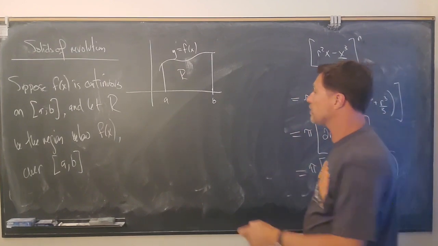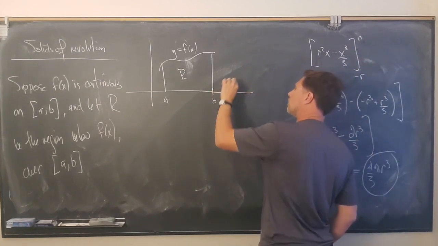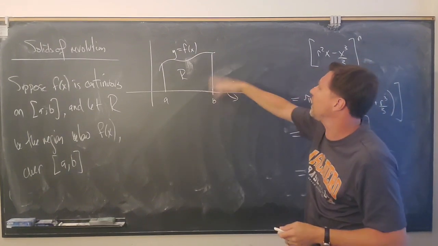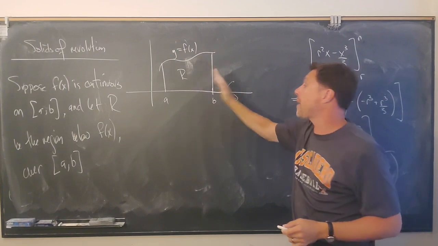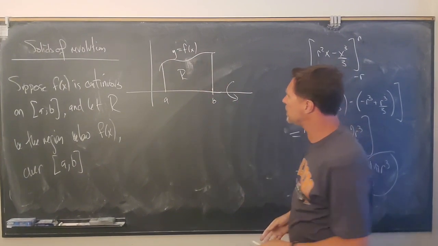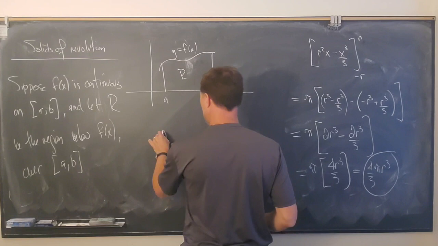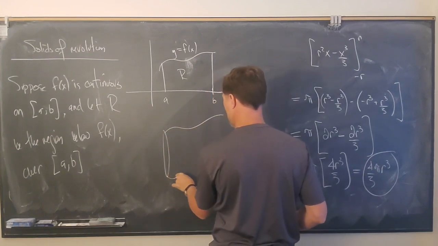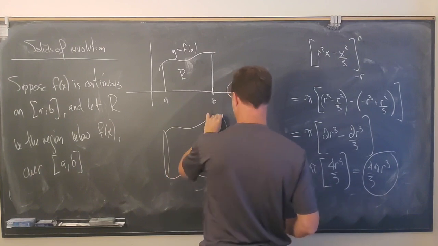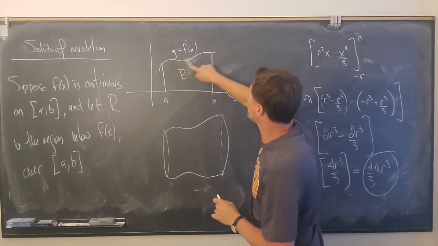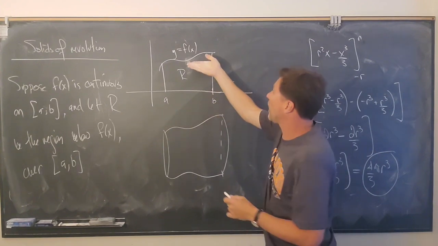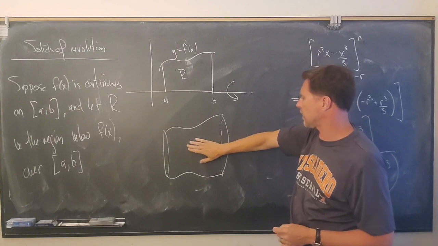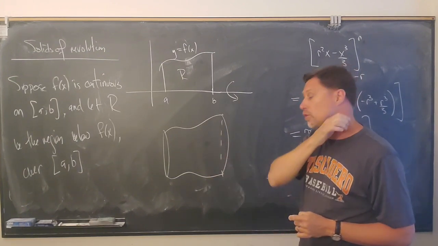Now, what I want to do with this region, imagine that somehow you could twist, I want to spin, I want to revolve this region R about the x-axis. And if you did that, here's what you'd get. You'd get a shape like that, where this shape right here is the same as that one. So as this region carves out a solid in space, here's what you get. This is called a solid of revolution.